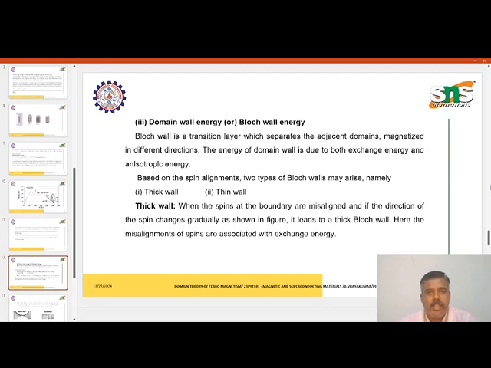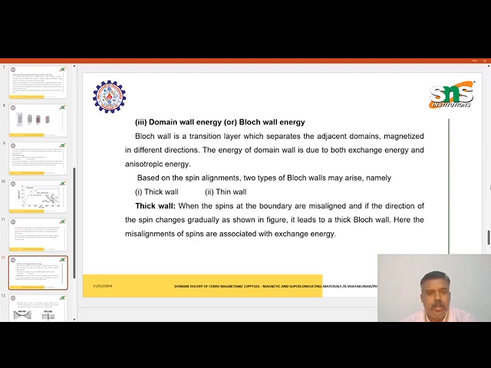Then domain wall energy, or Bloch wall energy. A Bloch wall is a transition layer which separates adjacent domains magnetized in different directions. The energy of the domain wall is due to both exchange energy and anisotropic energy. Two types of Bloch wall arise based on the spin alignment of the domains: one is a thick wall and the other is a thin wall.